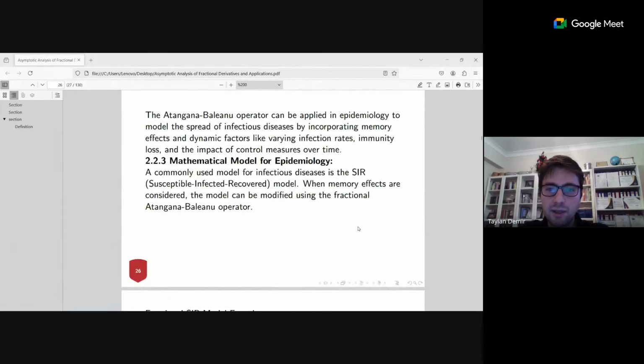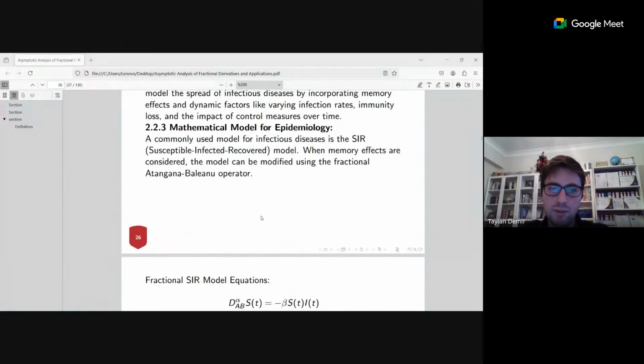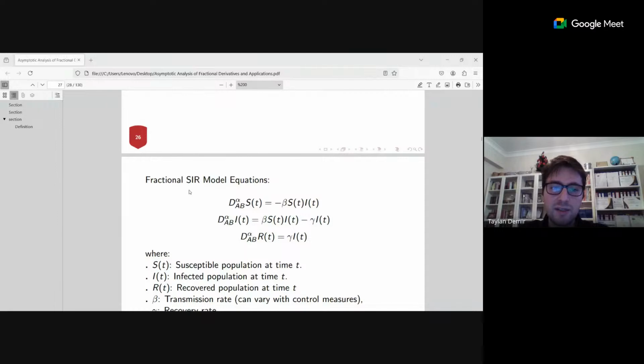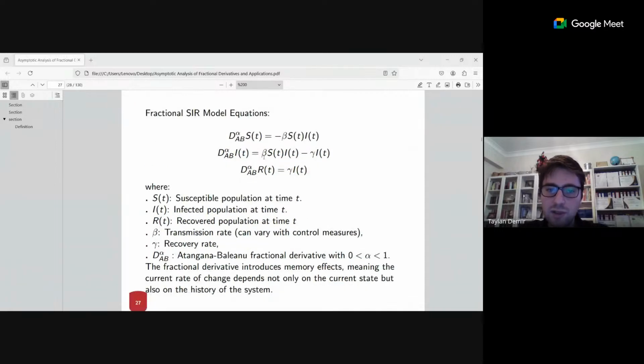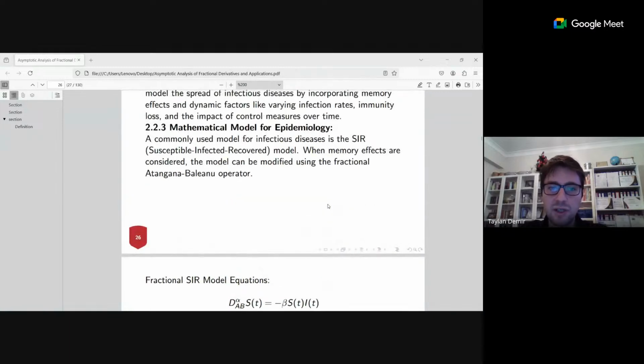And the Atangana-Baleanu operator can be applied in epidemiology to model the spread of infectious disease by incorporating memory effects and dynamic factors like varying infection rates, immunity loss, and the impact of control measures over time. For example, our model is the fractional susceptible, infected, recovered model equations. We use some constants to establish this, which is a commonly used model for infectious disease, the SIR model, susceptible, infected, recovered.